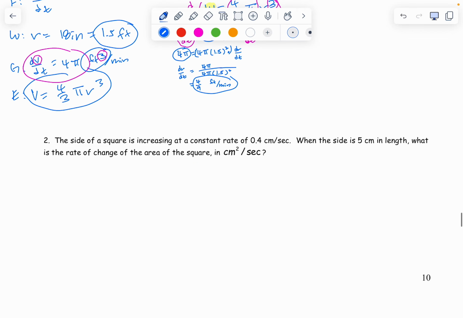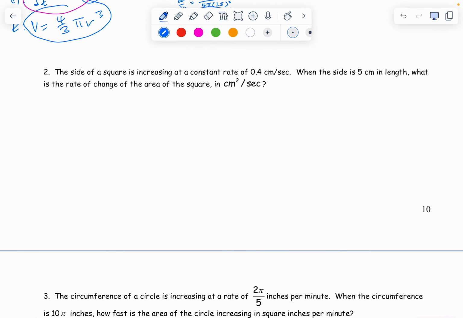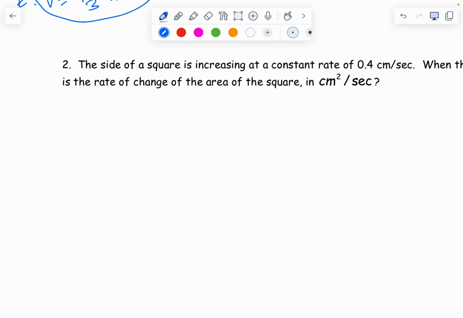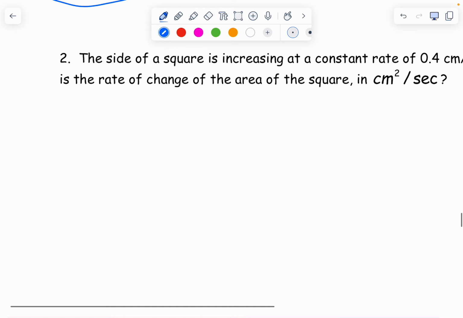Okay, Hadley, let's read number 2, please. The side of a square is increasing at a constant rate of 0.4 centimeters per second. When the side is 5 centimeters in length, what is the rate of change of the area of the square in centimeters squared per second? And again, that's not random. Area is represented by square. Do we all see that?